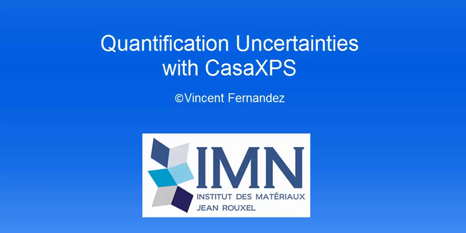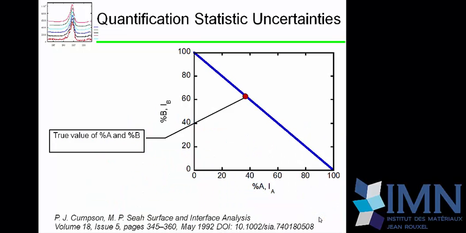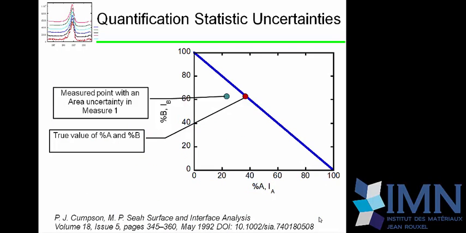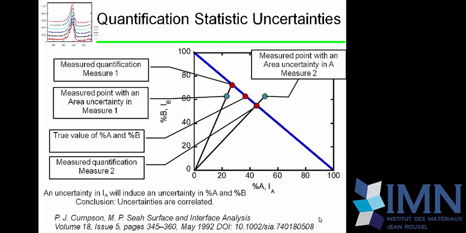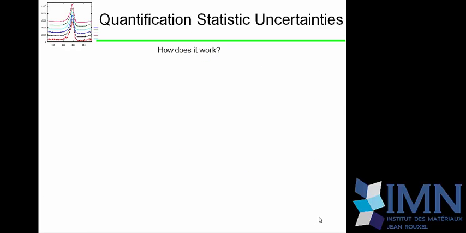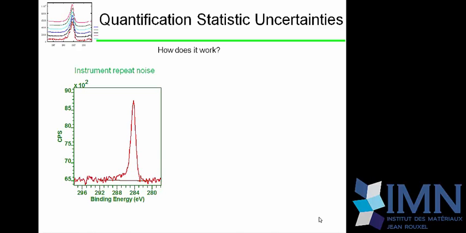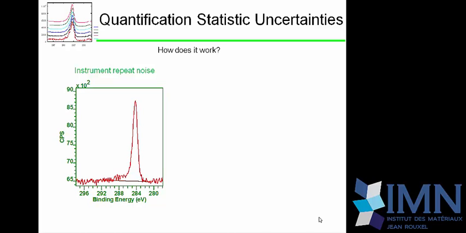With XPS, we have the big advantage that the noise is understandable. It means the noise is equal to the square root of the intensity. So we can quantify the statistical uncertainties with a very good precision and in an easy way.